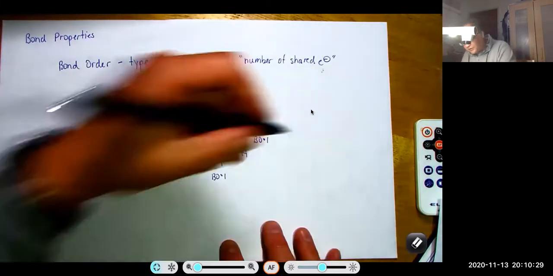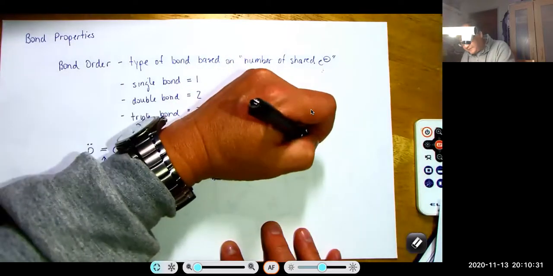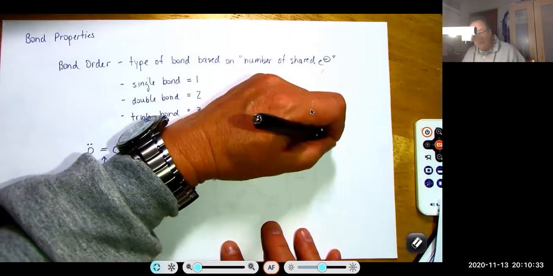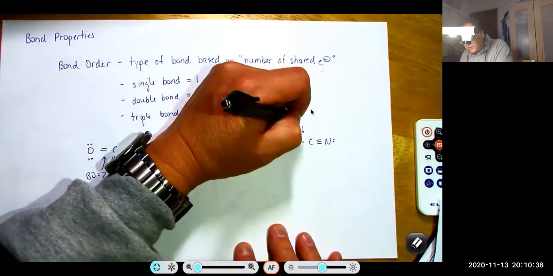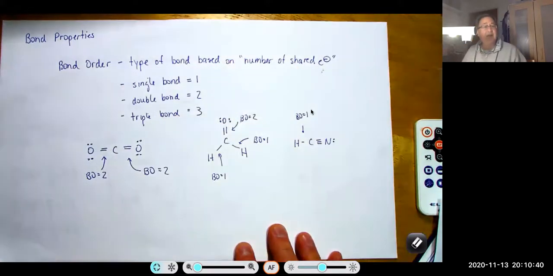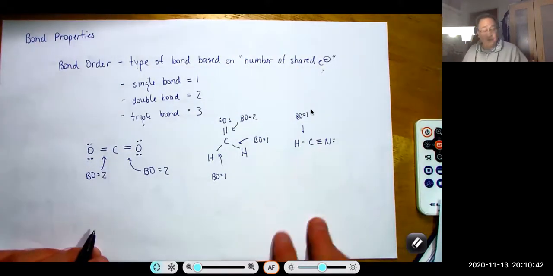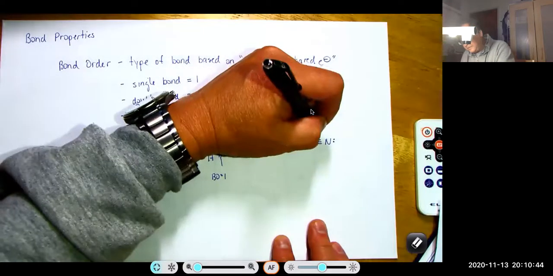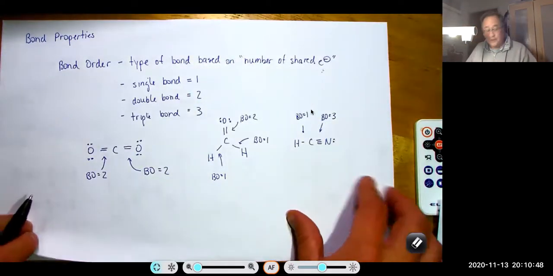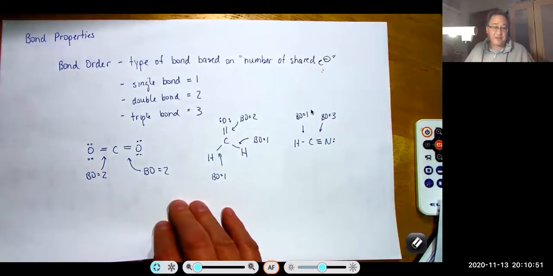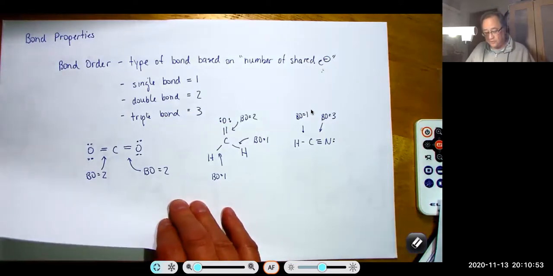Now, what about for hydrogen cyanide? What are the bond orders? Well, here, the bond order is 1, and next to it, the bond order is 3. So most bond orders are pretty easy to tell. You just look at the molecule and you say, well, is it a single bond? Bond order 1, and so forth and so on.